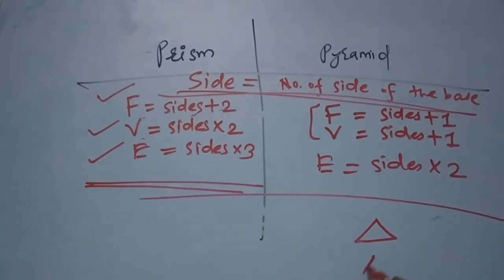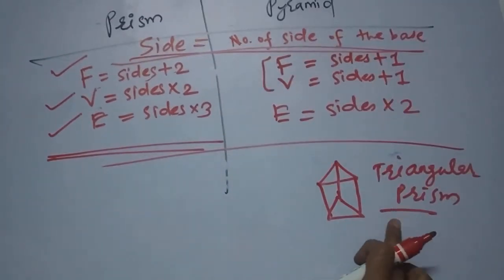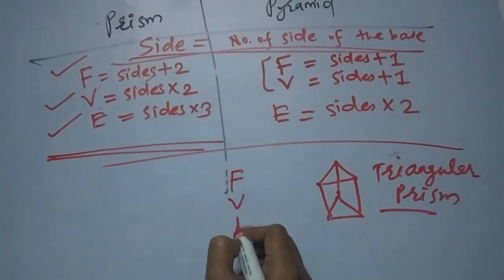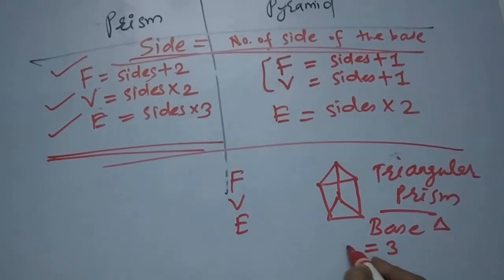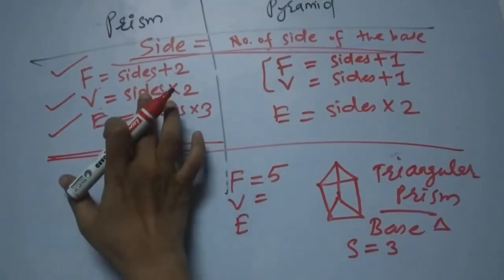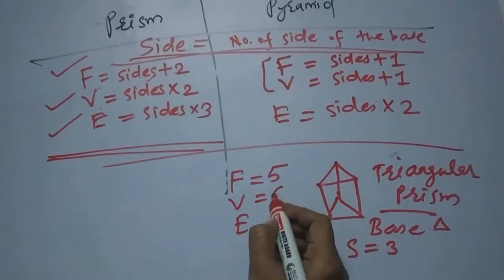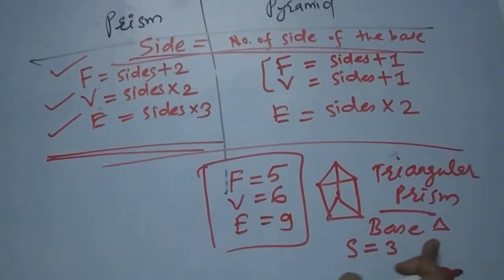Suppose for example I am having a triangular prism. I want to find out F, V and E. So I know that its base is a triangle, and a triangle has 3 sides. Side is 3. The formula is side plus 2: 3 plus 2 is 5. Then side into 2 means 3 into 2, that is 6. Again side into 3 means 3 threes, that is 9. So easily I can get the triangular prism's faces, vertices and edges.